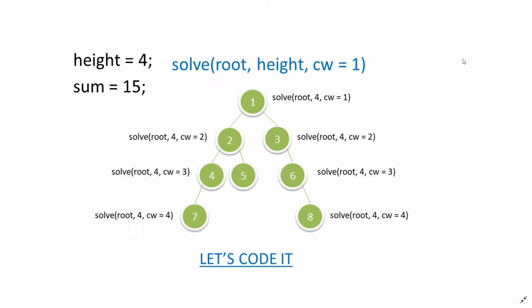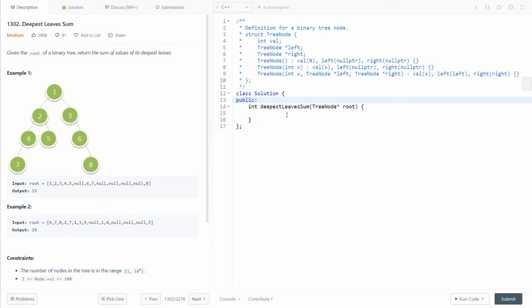Now let's take a look at the code. We will start by declaring a global variable of sum, or let's just call it answer. It will be 0 initially. We are getting root in this function. The first thing we need to do is find the height of the tree. So let's call it h and make a function fh, which means find height, and pass the root to it. Let's quickly define fh.